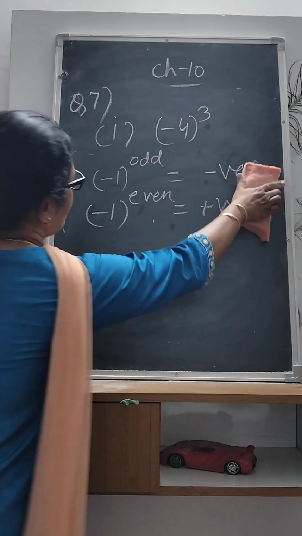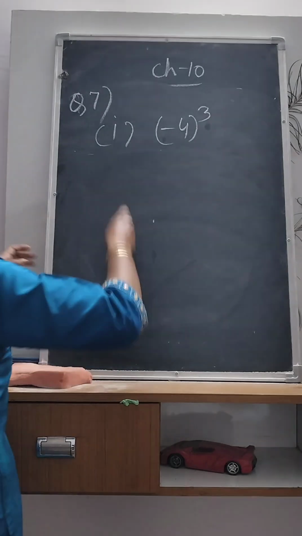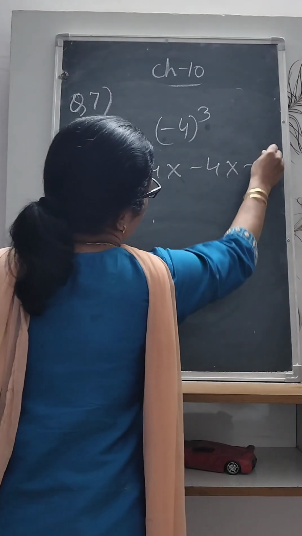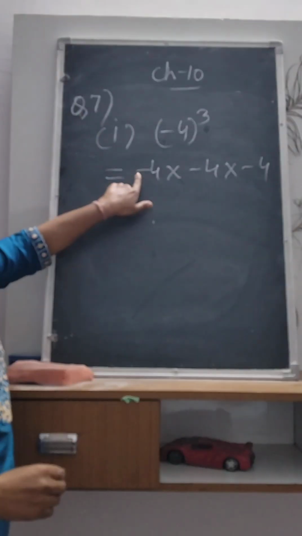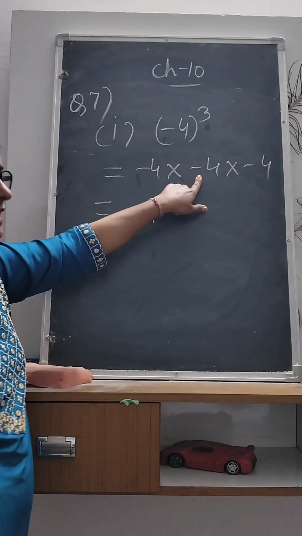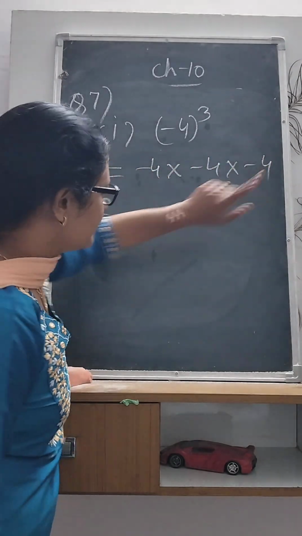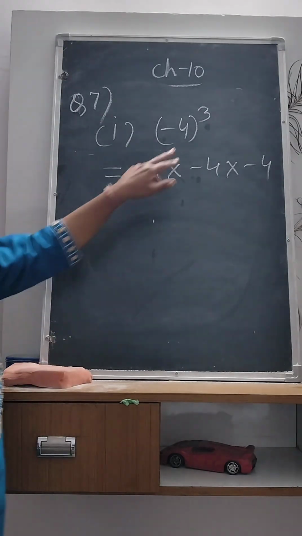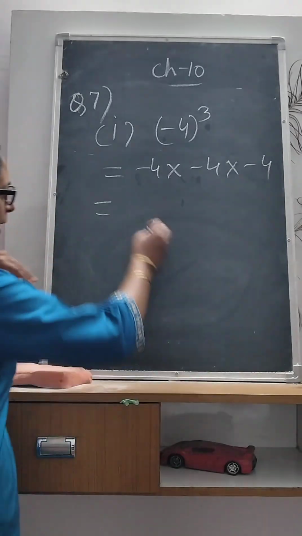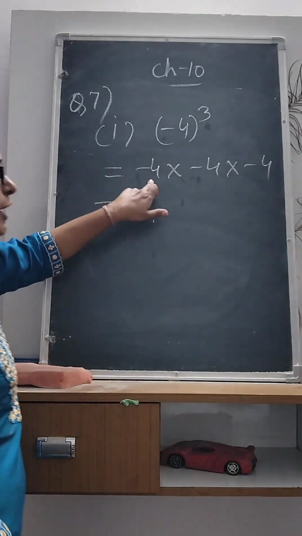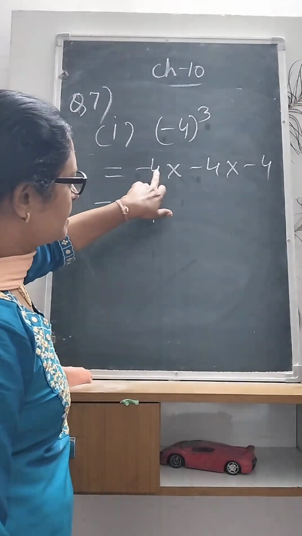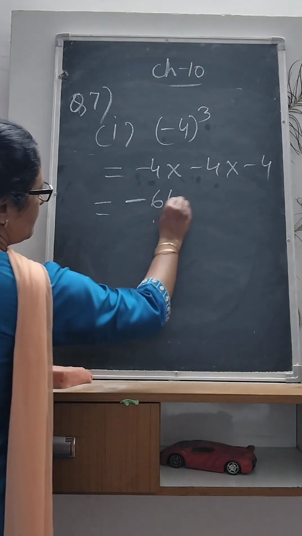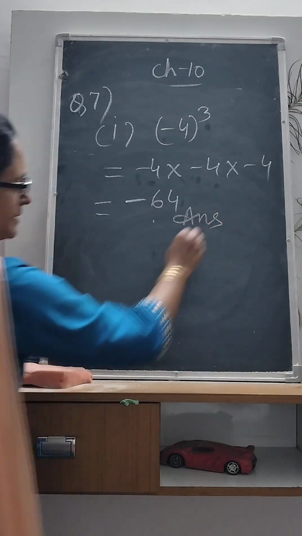Now students, let us solve this sum. Minus 4. Also, if you remember, plus into minus is minus, or otherwise you can straightaway write that if the power is odd, you will get a negative answer. Now 4 multiplied 3 times: 4 into 4 is 16, 16 into 4 is 64. So minus 64 is your answer.